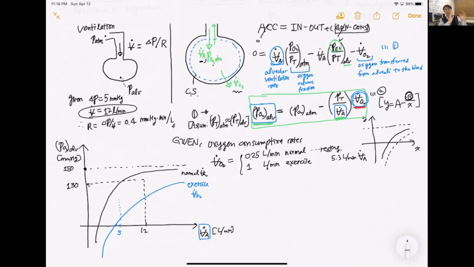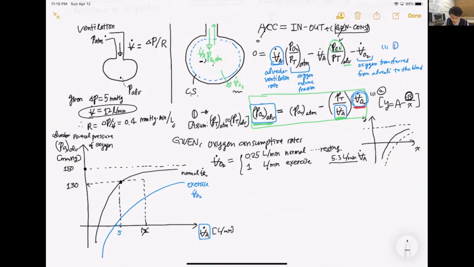Remember, out of the total ventilation, only the part involved in actual gas exchange is the alveolar ventilation rate, which is not tidal volume, but tidal volume minus 150 milliliters, times respiration rate. So that was about 5.3, and instead of this 12, let's say about 5, that actually gives about 130 mmHg of partial pressure of oxygen in the alveolus.